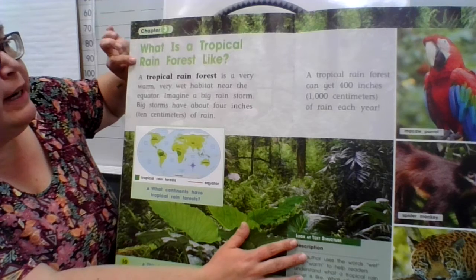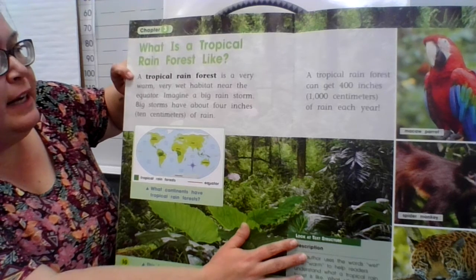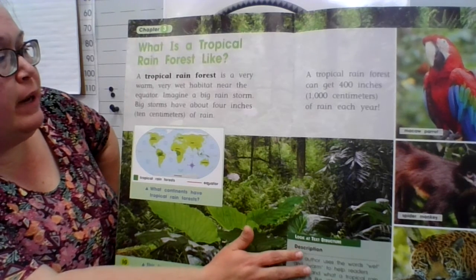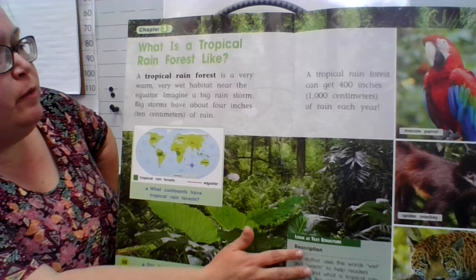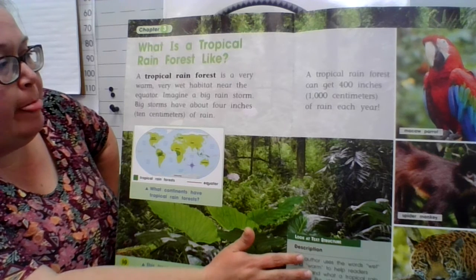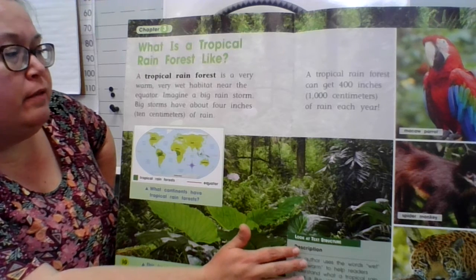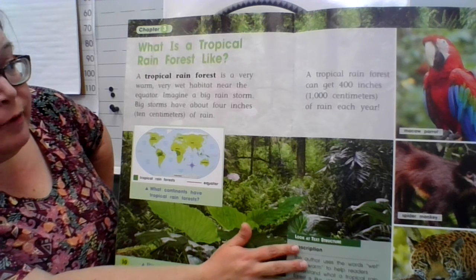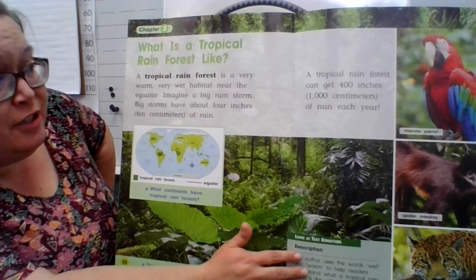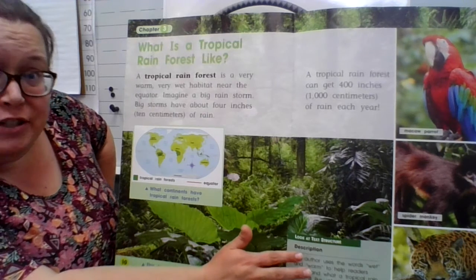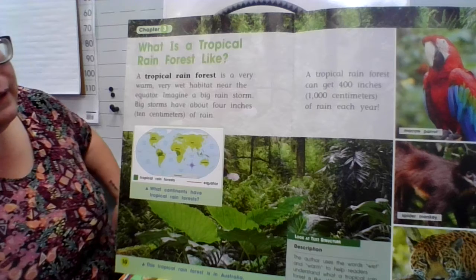What is a tropical rainforest like? A tropical rainforest is a very wet, very warm habitat near the equator. Imagine a big rainstorm. Big storms have about 4 inches of rain, and the typical rainforest can get 400 inches of rain each year. Whew, goodness.